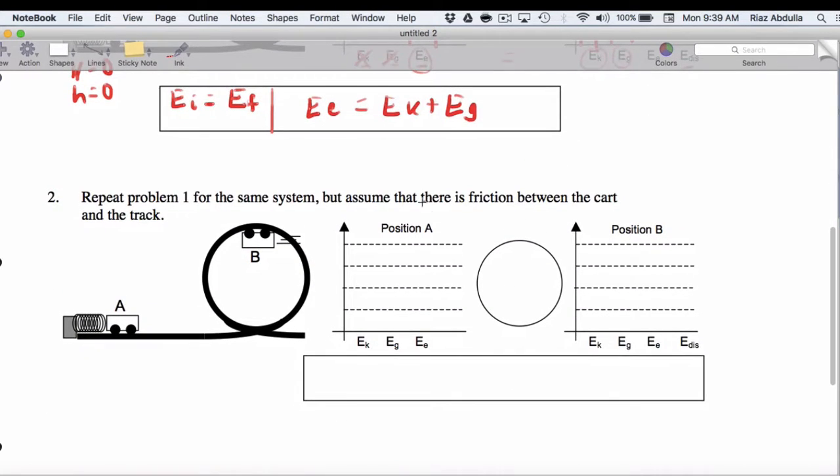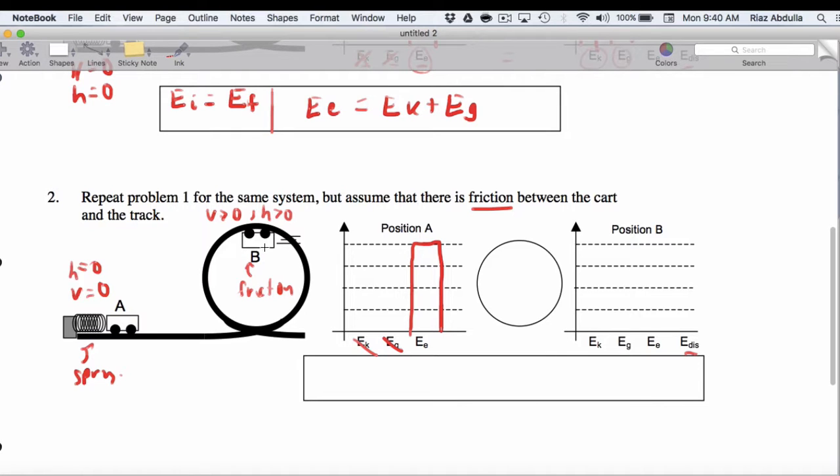All right, for number 2, it's a very similar thing, but we now have friction, which means we have dissipated. So keeping this in mind, we have no height, we have no speed, but we do have a spring. And here, we do have speed, we do have height, and we are told that there is friction. So what does this tell us? We have no movement or height to start with, so all of our energy does start as elastic. And where does it end up?